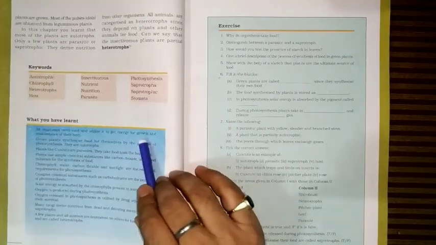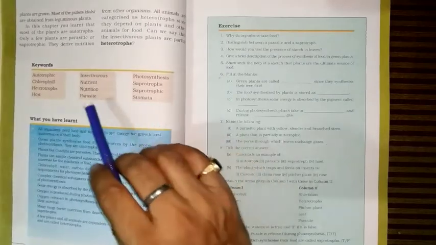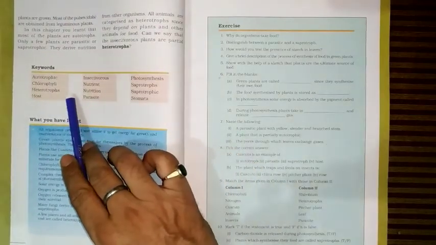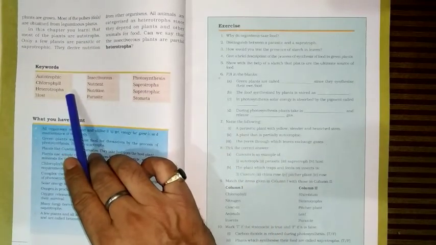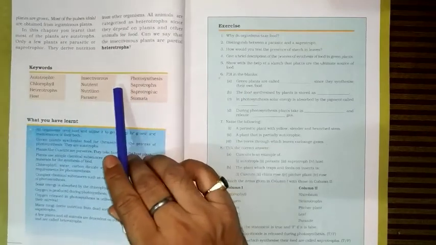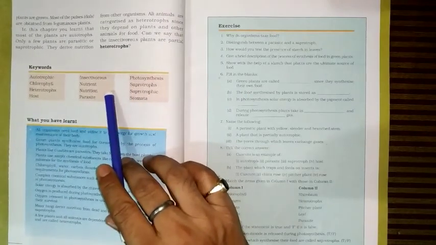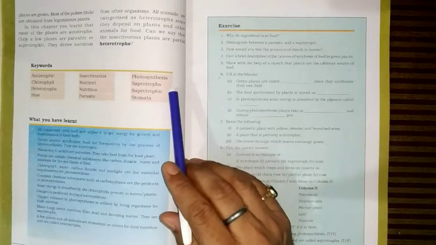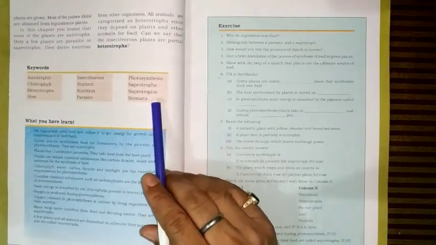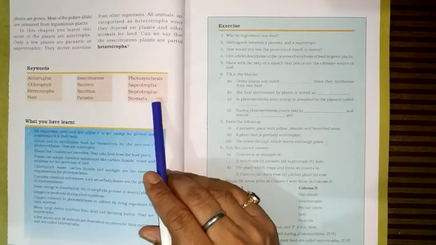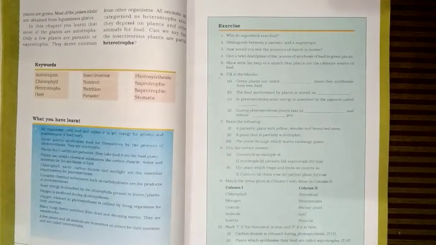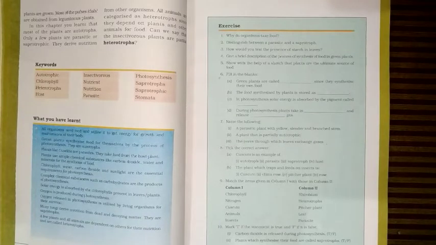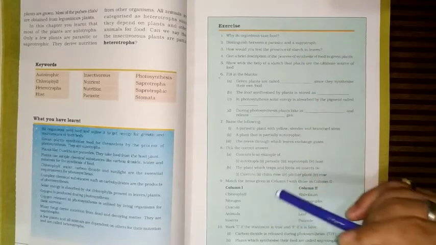Now in this chapter you will write in your copy these keywords with explanation, because they are very helpful: autotrophic, chlorophyll, heterotroph, host, insectivorous, nutrient, nutrition, parasite, photosynthesis, saprotroph and saprotrophic nutrition, and stomata, what they are and their function, helping in gaseous exchange and respiration. You will write all this in your copy. Next, let us look at some exercise questions.